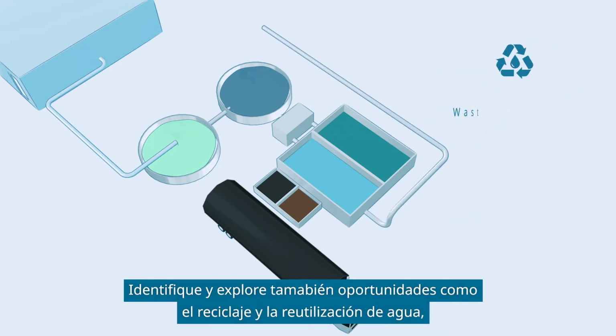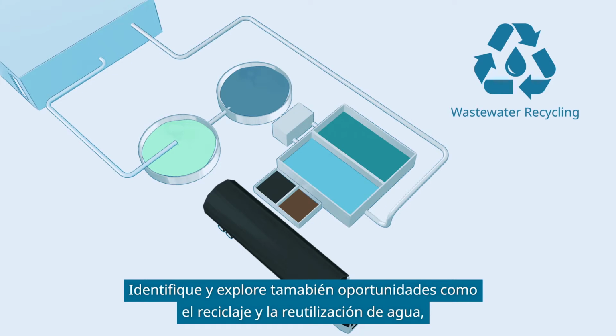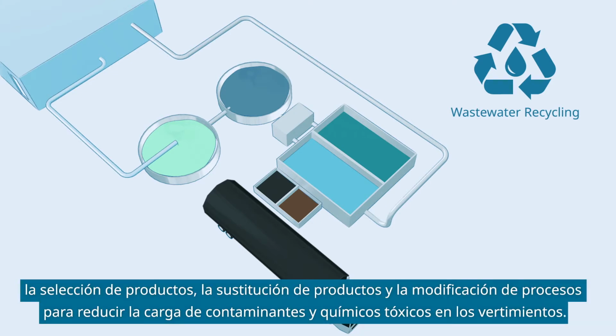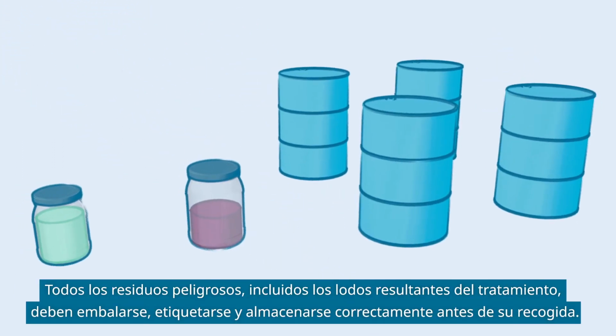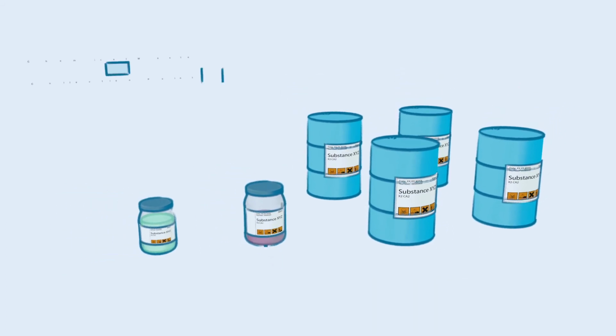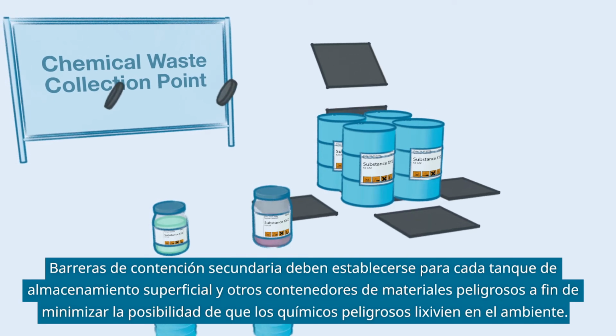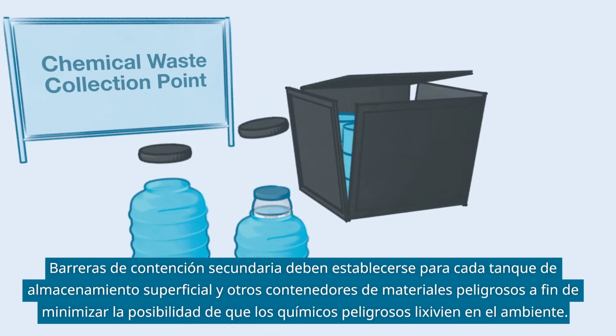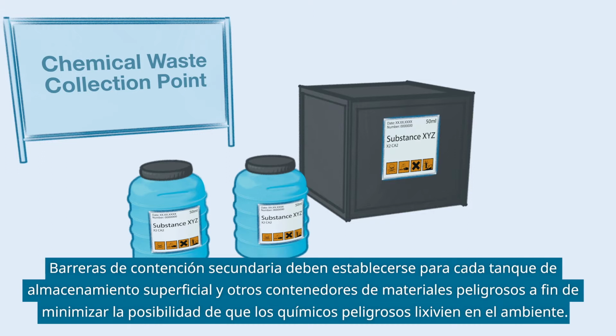Also identify and explore opportunities such as recycling and reuse of water, product selection, product substitution, and process modification, in order to reduce pollutant and toxic chemical loading in discharges. All hazardous waste, including the treatment sludge, should be packed, labeled, and stored properly before collection. Secondary containment should be provided for all above-ground storage tanks and other hazardous material containers, in order to minimize the chance of hazardous chemicals leaching into the environment.